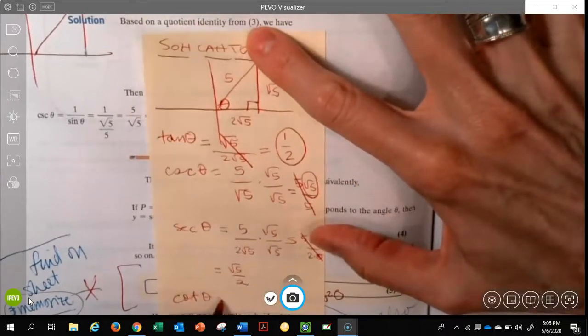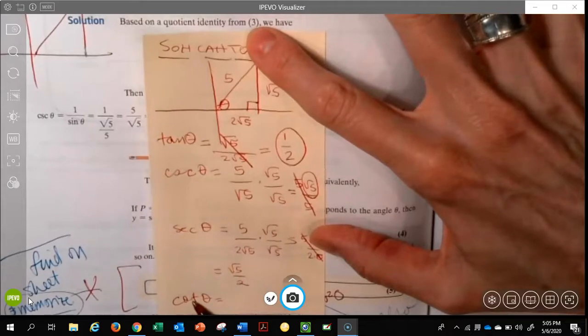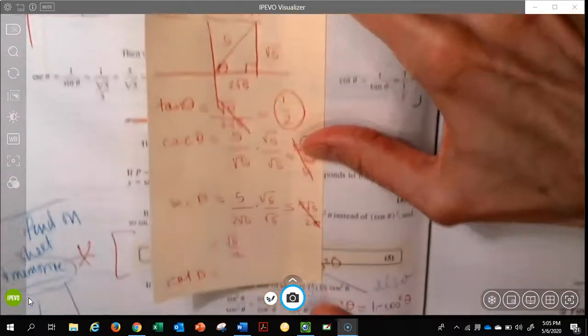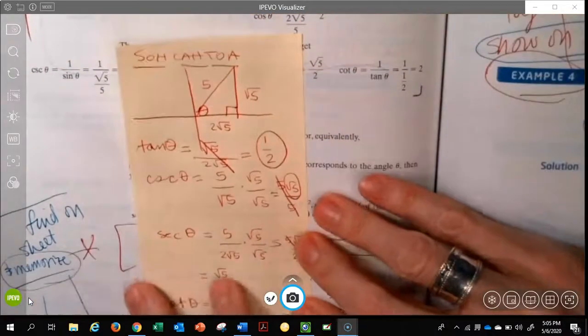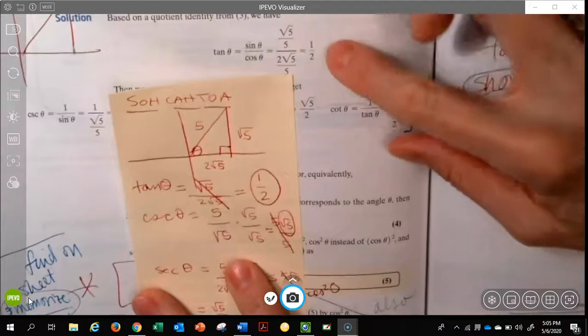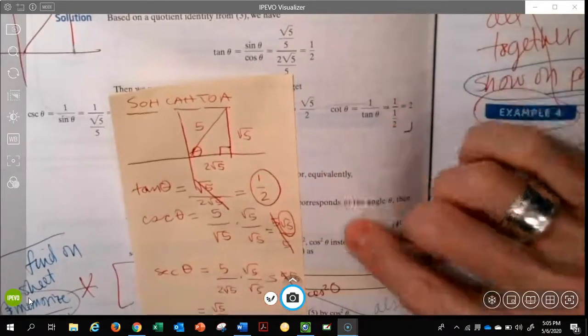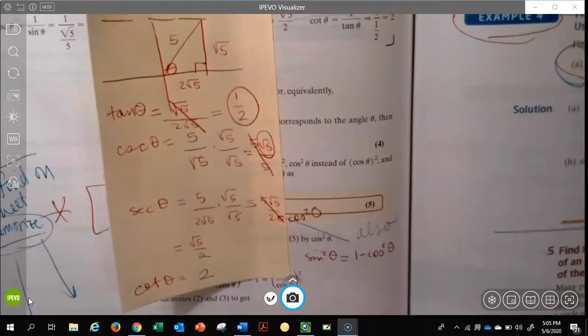And so cotangent is the reciprocal of tangent. And so instead of 1 over 2, it would be 2. I will double check with them in the book. And their tangent, they got a 1/2, we did 1/2. And then their cotangent, they got 2, and so did we.